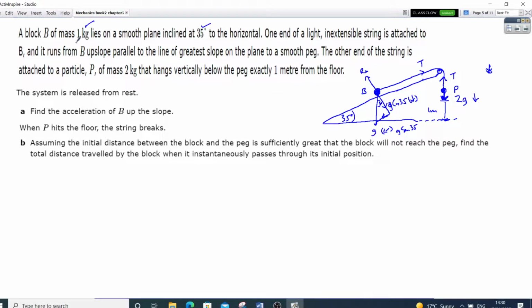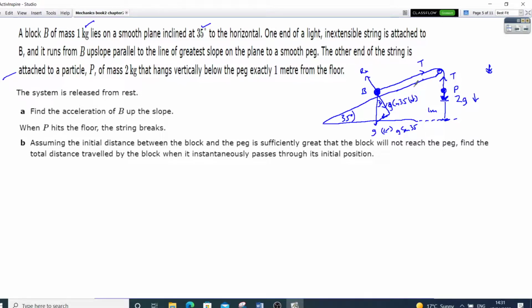A block B of mass 1 kg lies on a smooth plane at 35 degrees, we've done that. One end of the light inextensible string is attached to B, we've done that. It runs up slope parallel to the line of greatest slope of the plane, we've done that. The other end of the string is attached to particle P, we've done that, of mass 2 kg, hanging vertically below the peg, exactly 1 meter from the ground. So it's 1 meter off the ground. Okay, we've got all that information.